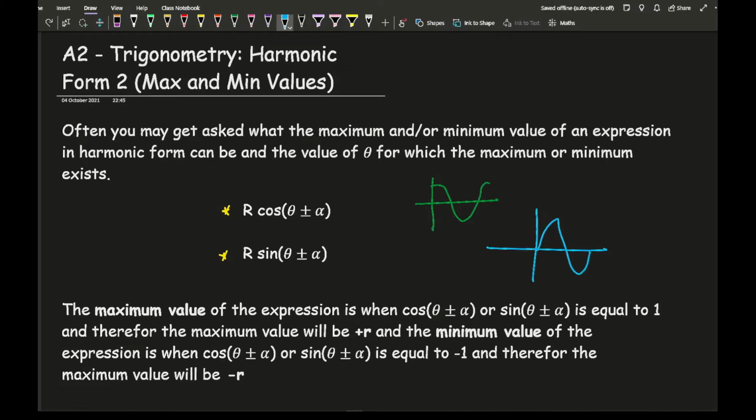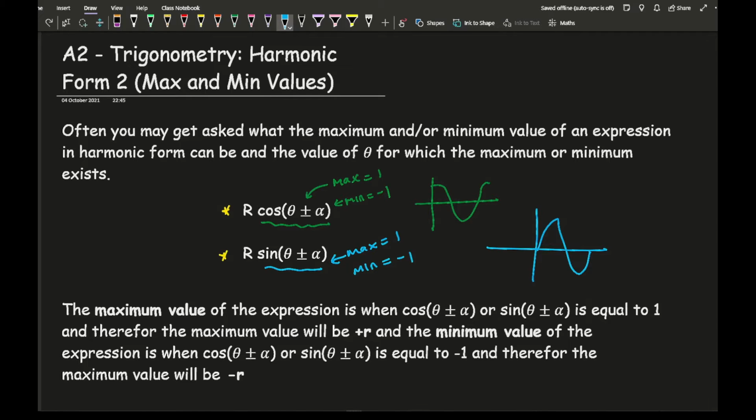like this, we can see that the maximum value cos(theta plus or minus alpha) can be is plus 1, and the minimum this can be is minus 1. Similarly for sine theta, the maximum this part can be is positive 1, and the minimum it can be is minus 1.